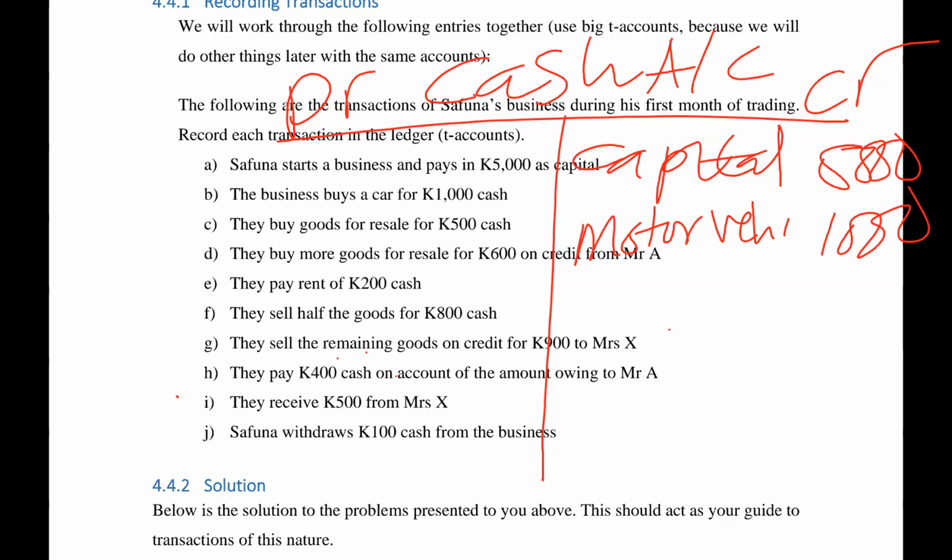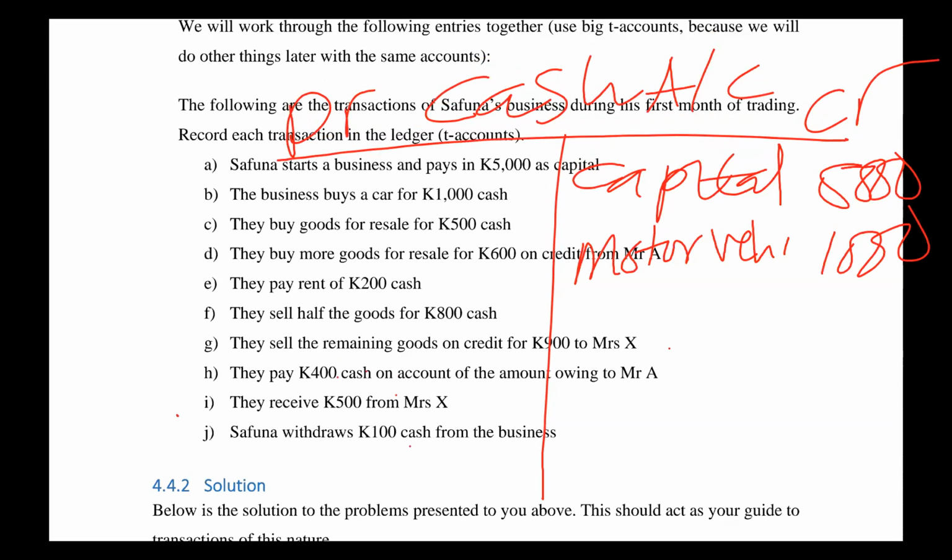They buy goods for resale for 500 cash. So what is happening to the cash account? It's giving out. So what's the receiving account? The purchases account. The purchases account is receiving that same amount, which is 500 kwacha.